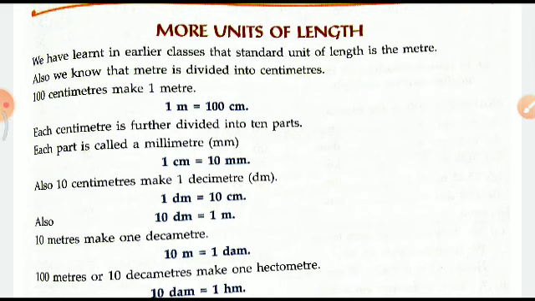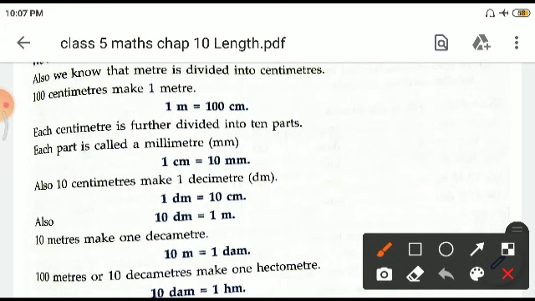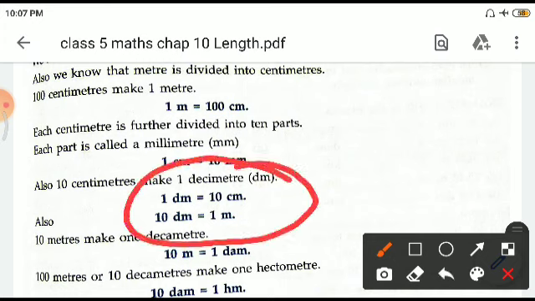Now we have learned in earlier classes that the standard unit of length is the meter. We also know that meter is subdivided into centimeters, and 100 centimeters make 1 meter, right? And each centimeter is further divided into 10 parts called millimeters, right? Now 10 centimeters make 1 decimeter, right, children? See here, 1 decimeter is equal to 10 centimeters.